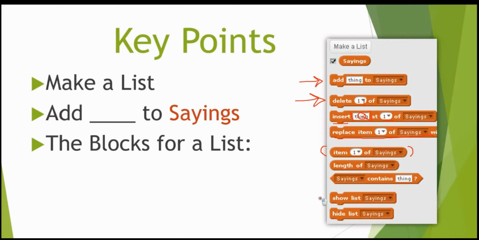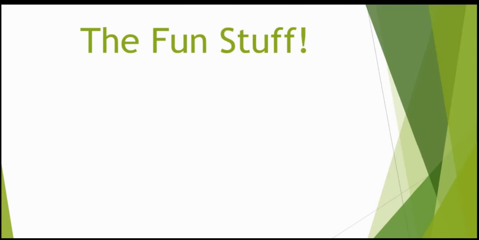And of course at the bottom we have our show list and hide list as well, which is great for if you want to show people what you've added to the list, and then for us getting it rid of the screen as well. Then if you need to, and this is what's really cool about lists, if you need to say if sayings contains the word coding or contains a specific sentence, you can use it as an operator to do some extra cool stuff. But for the moment, let's get back to the fun stuff.